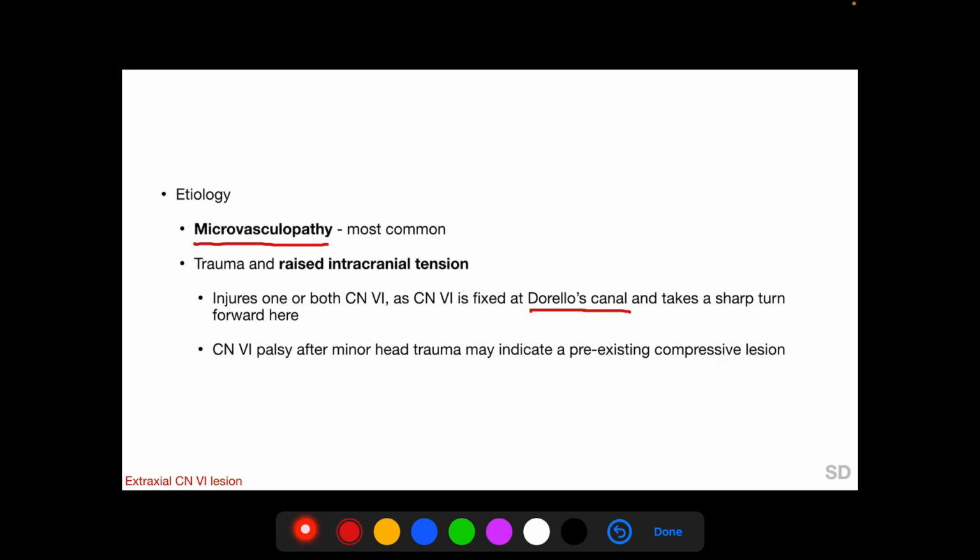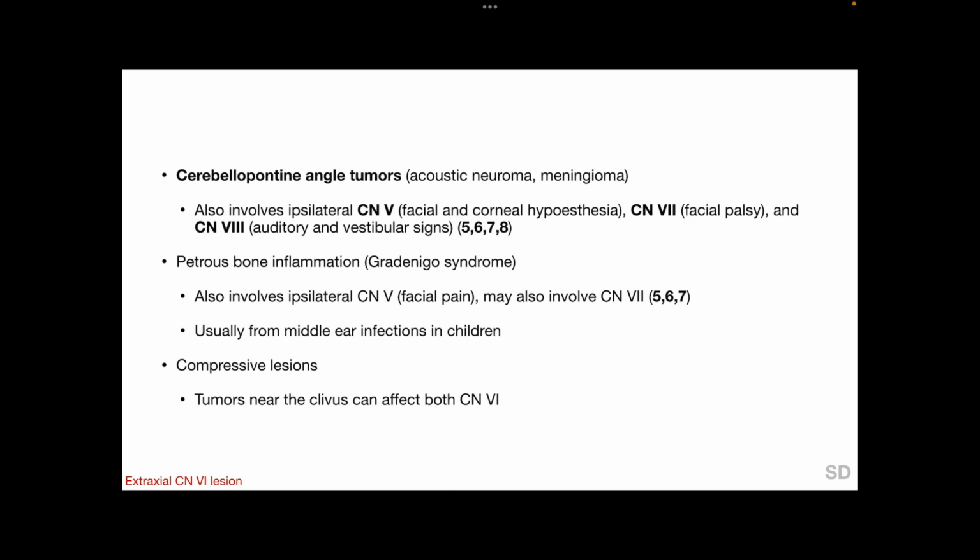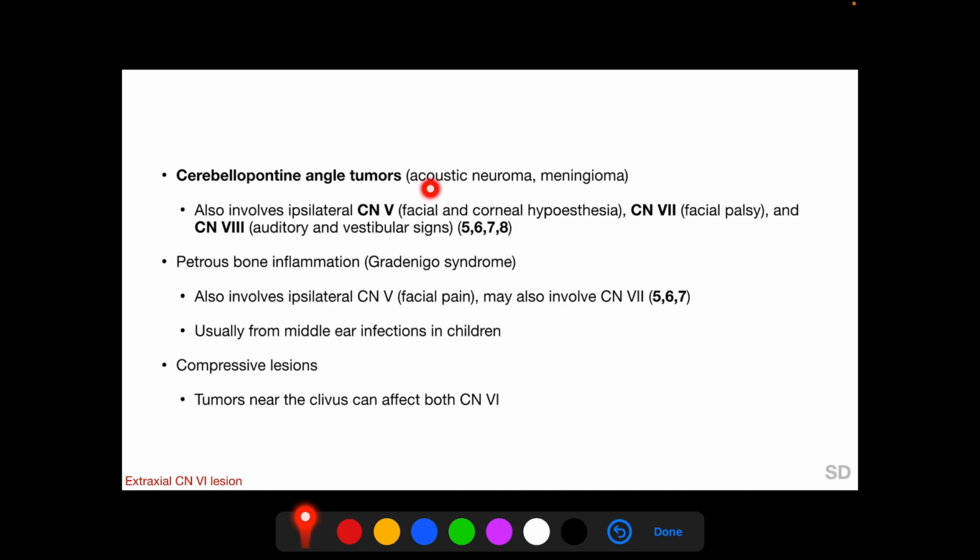So if we encounter a bilateral sixth cranial nerve palsy, we must always exclude a raised intracranial tension. Cerebellopontine angle tumors may also cause sixth cranial nerve palsy, particularly acoustic neuroma and meningioma. And lesions in this site may involve also the fifth cranial nerve causing facial and corneal hypoesthesia, the seventh cranial nerve causing facial palsy, and the eighth cranial nerve causing auditory and vestibular signs. So at the cerebellopontine angle, fifth, sixth, seventh and eighth cranial nerves may become involved.